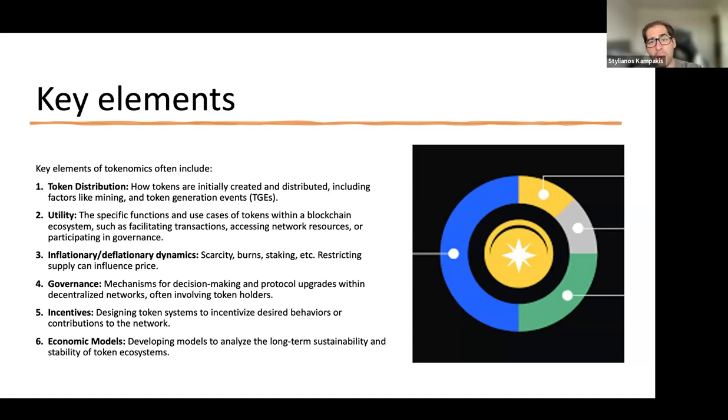Governance is also an important factor. In the last few years, we've seen more and more projects fall within the description of a DAO, that is a decentralized autonomous organization. And obviously governance is at the core of this. So many projects use tokens for governance.